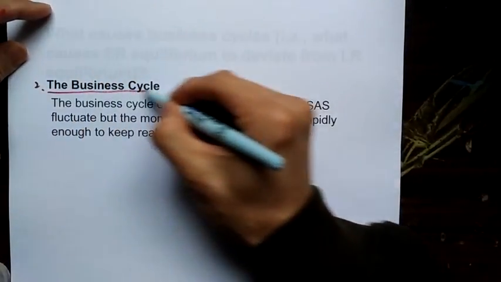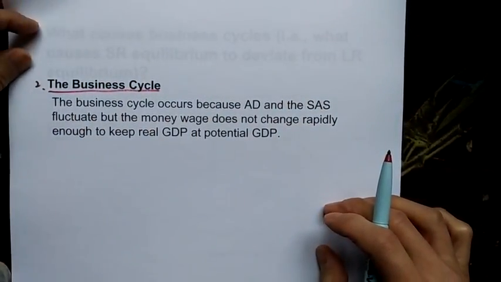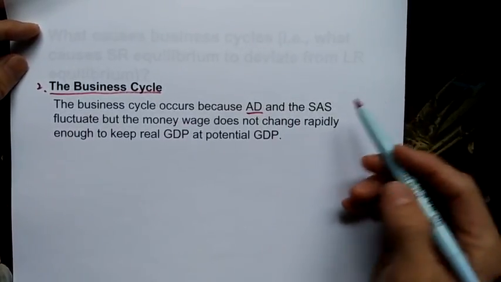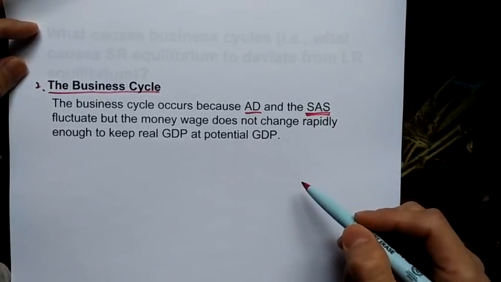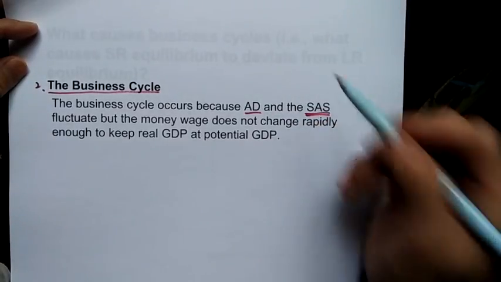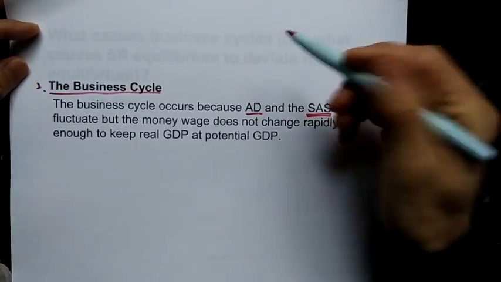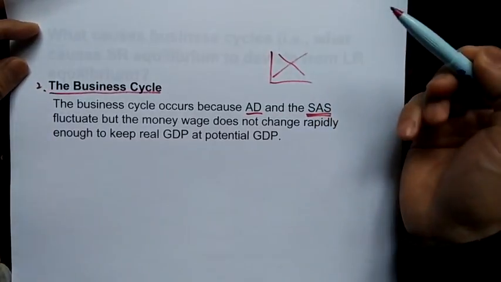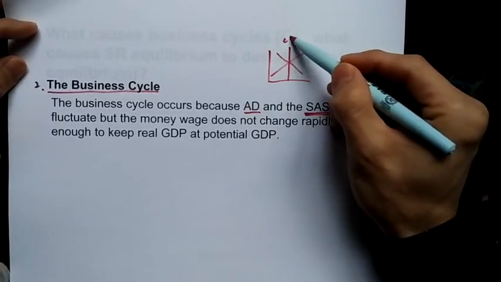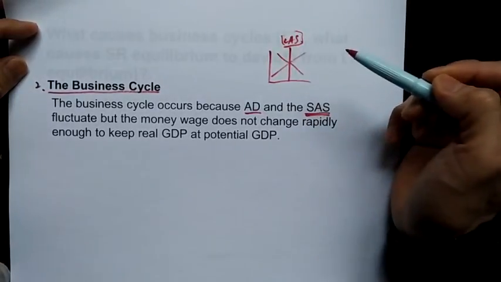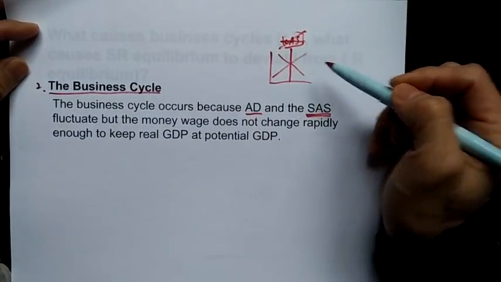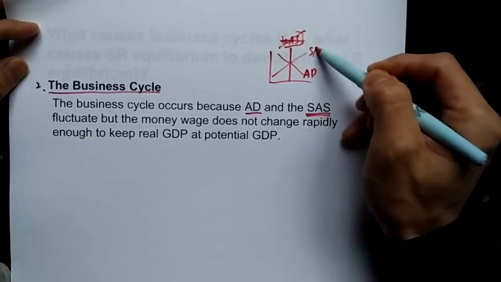Second, what causes the business cycle? The business cycle occurs because the aggregate demand and short-run aggregate supply curves fluctuate. Remember, the long-run aggregate supply curve will cause economic growth. So there are only three graphs on the aggregate demand, aggregate supply diagram: aggregate demand, short-run aggregate supply, long-run aggregate supply curve. A change in the long-run aggregate supply curve will cause economic growth. Therefore, what will cause the business cycle? The answer is the other two, aggregate demand and short-run aggregate supply.